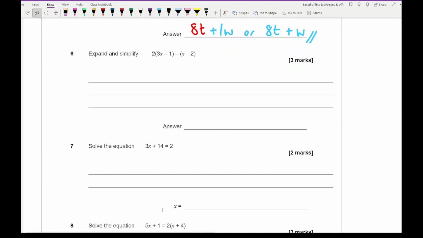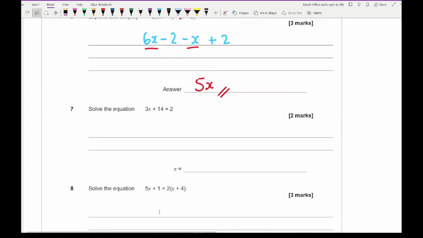Moving on to question 6, we're expanding and simplifying. So again, expanding the brackets, we get 6x minus 2 minus x plus 2. Now just need to be careful with your negatives, and when you haven't got a number outside a bracket, just assume that there is a 1 there. And then from this we collect our x's, so that becomes 5x, and minus 2 plus 2 just becomes nothing, so we're just left with 5x.